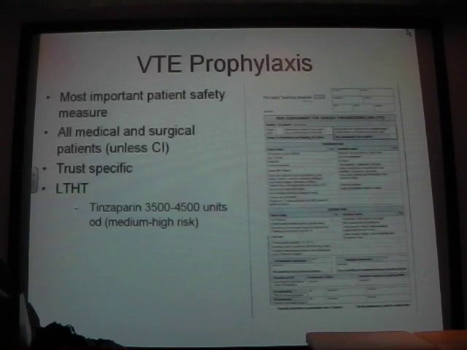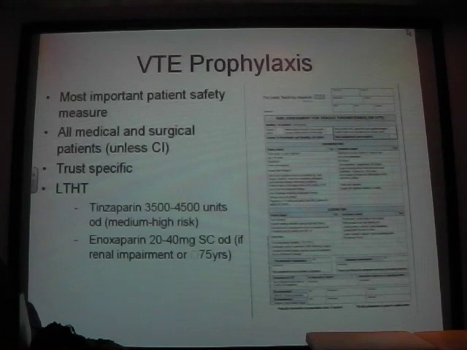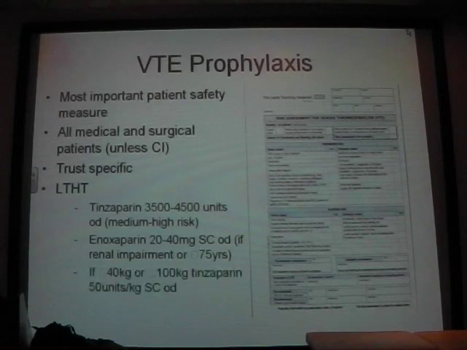And that's just once a day on an evening, subcut injection. If they're renally impaired, 20 milligrams of enoxaparin subcut. If they're not renally impaired but they're old, just over 75, 40 milligrams is fine, but you still give enoxaparin. And if they're under 40 kilos or over 100, then you do it by weight, and it's 50 units per kilogram.